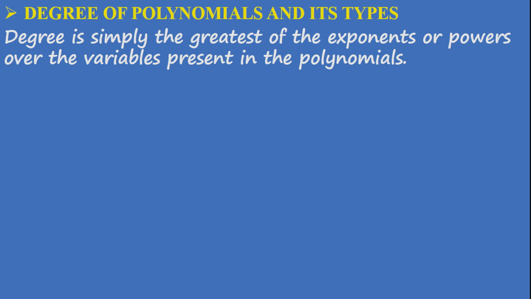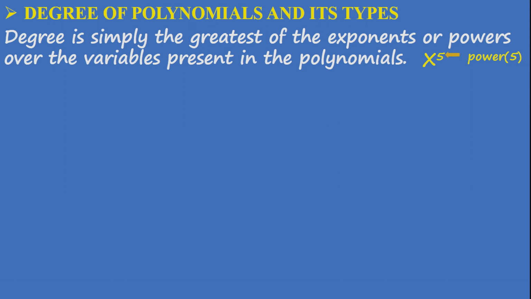Next we discuss about the degree of polynomials and its types. Dear students, degree is basically the maximum power or exponent which is given on the variable in any polynomial. I believe you all know what is power or exponent. To recall it, I have taken an example here, x to the power 5, where 5 is what? Exponent or power of the variable.